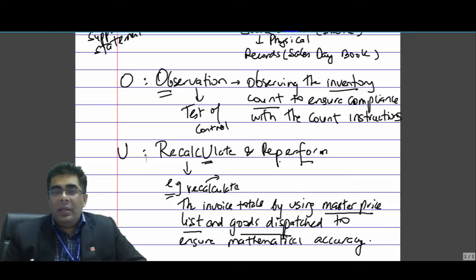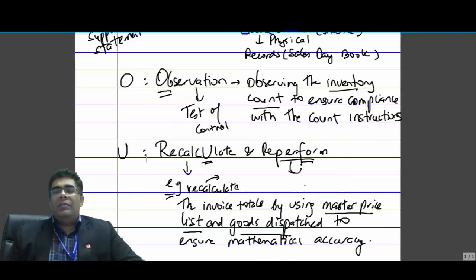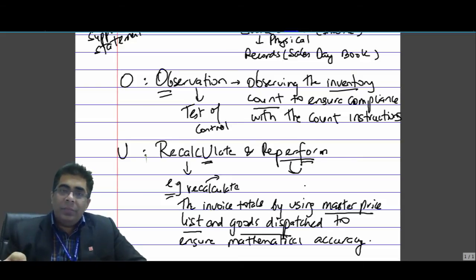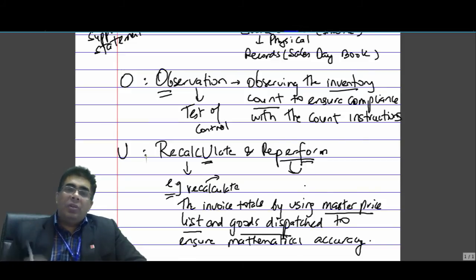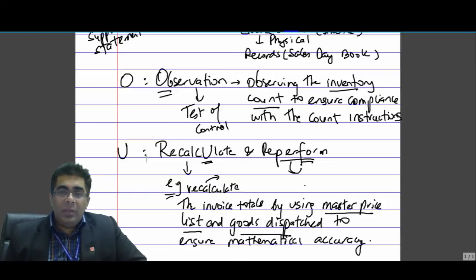All right, and then reperform is when you reperform a client's control, right? For example, one of the client's controls is that nobody can access a particular part of the computer system unless you use a certain user ID and password. Yeah, so that's the control they tell you. They tell you that anything above $5,000, we will have to get the purchasing manager to use his password to approve the transaction. So that is a control informed to you.